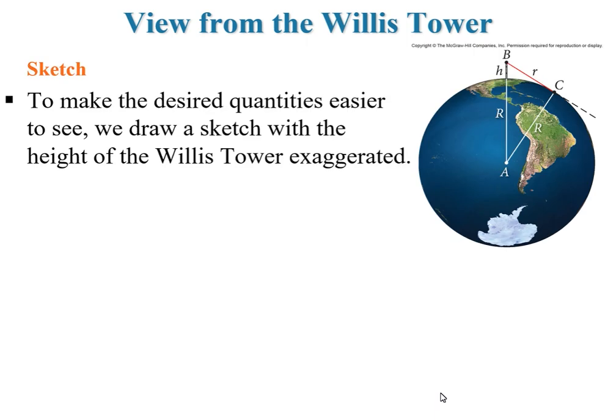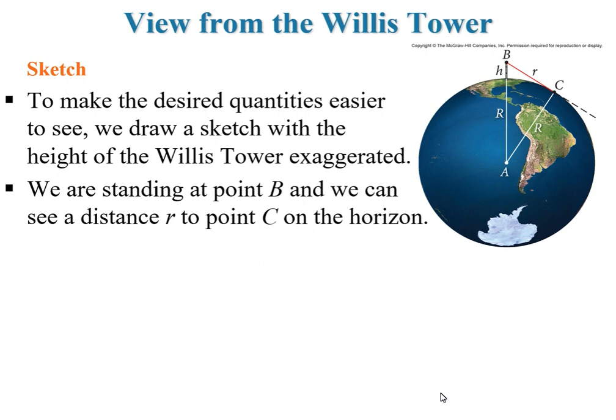So take note. To make the desired quantities easier to see, we draw the sketch with the height of the Willis Tower exaggerated. So medyo ginexaggerate lang ang iyang height. So we are standing at point B. So ari na dinhi sa babaw. And we can see the distance R to point C on the horizon. So amo natin makita.